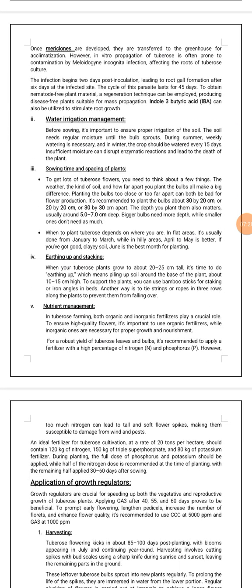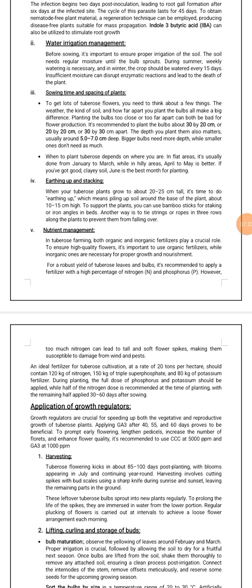And water irrigation management is very important for sowing the tuberose plant. Another is sowing time and spacing of the plants, which is also very important, because if the spacing is not enough, then plants will not get space to grow in size and in their width.